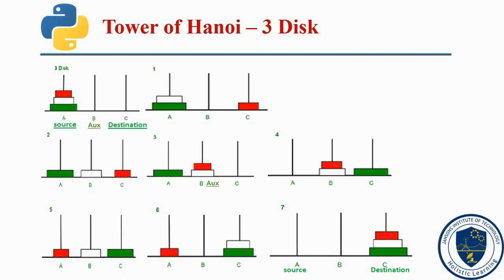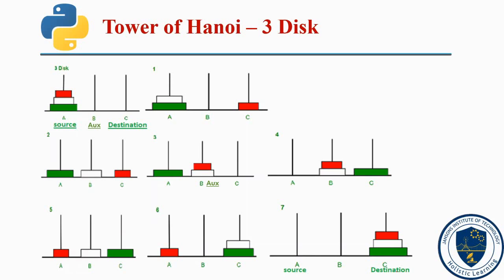And then I am taking the small disc and placing it on tower A, and the medium to tower C, and finally I am moving the small disc from tower A to tower C. So finally we have moved all the discs from source to destination.